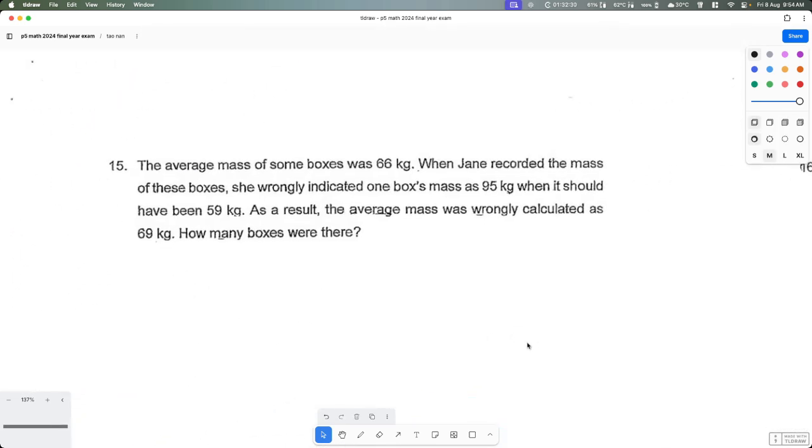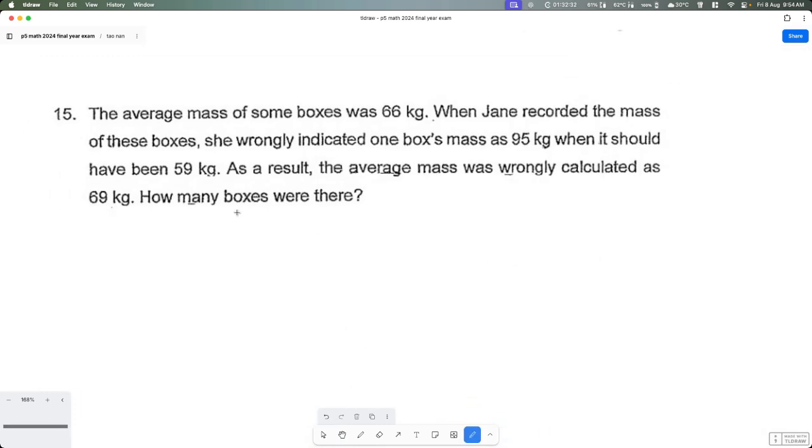Question 15 over here. The average mass of some boxes was 66 kilograms. When Jane recorded the mass of these boxes, she wrongly indicated one box mass was 95 kilograms when it should be 59 kilograms. As a result, the average mass was wrongly calculated as 69 kilograms. How many boxes were there?